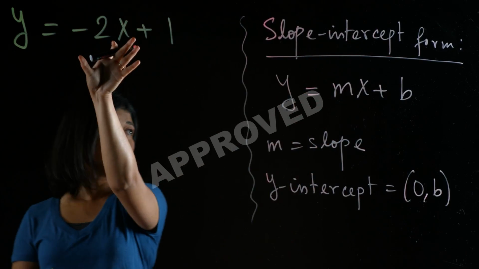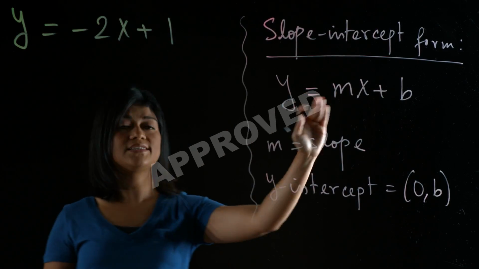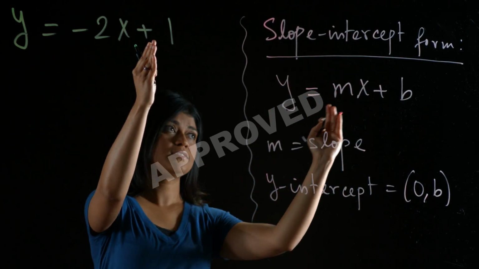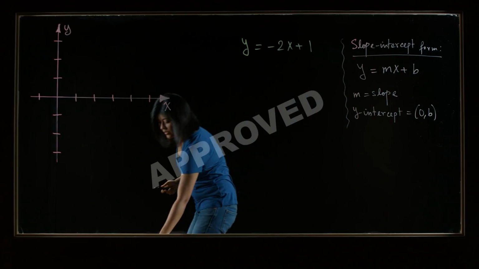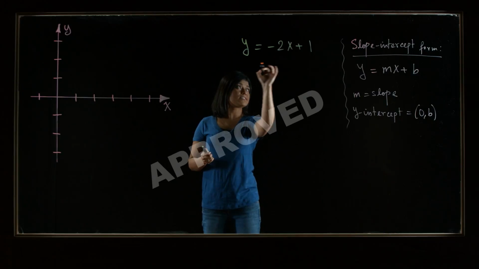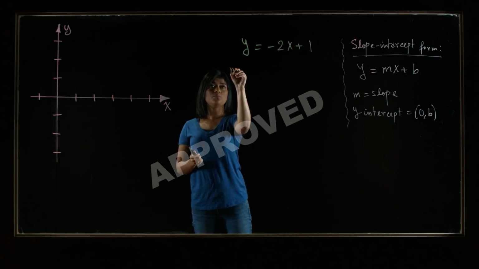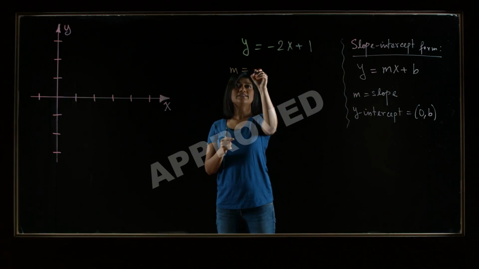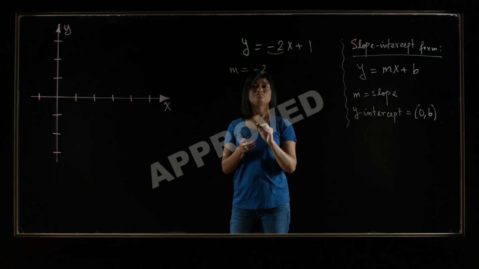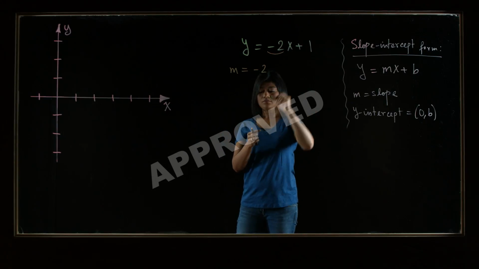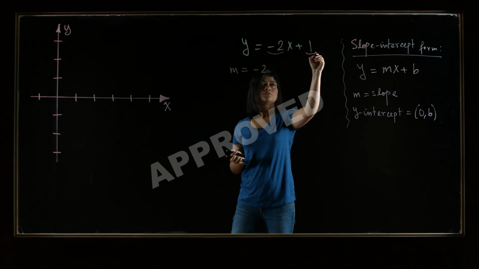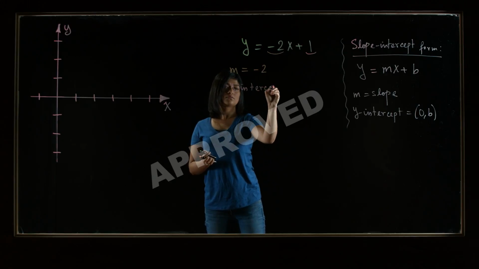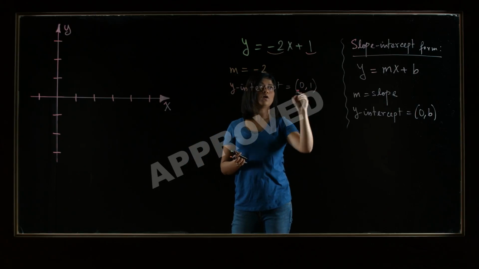Now note right away that the equation that is given to us is in this form. Y on one side and the right hand side some constant times x plus a constant. So immediately we can say that this is the slope-intercept form, and we know that the slope of this line, which is m, and m is right here, is negative 2. This is m. And this is our b. So the y-intercept is 0, 1.